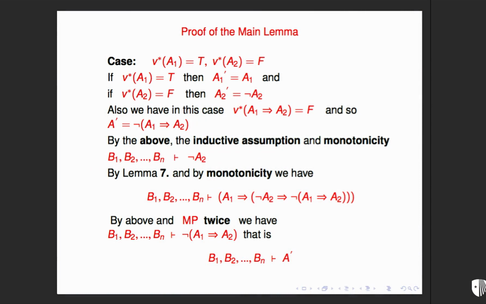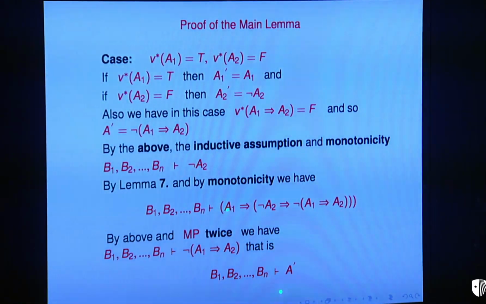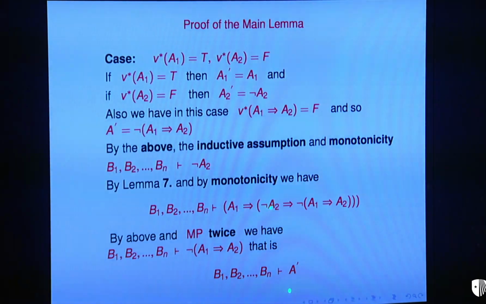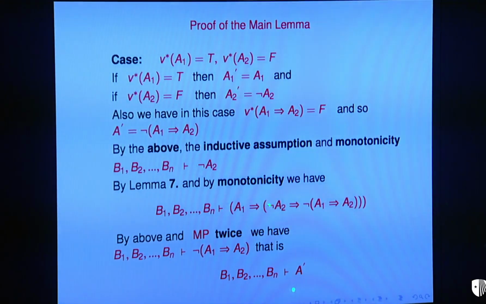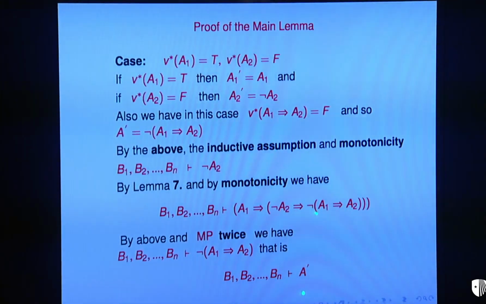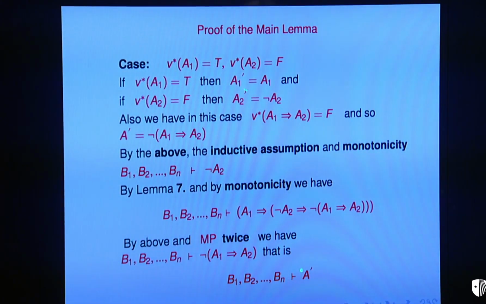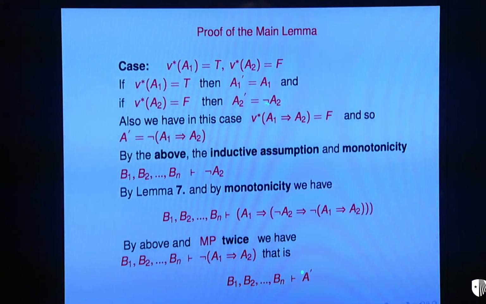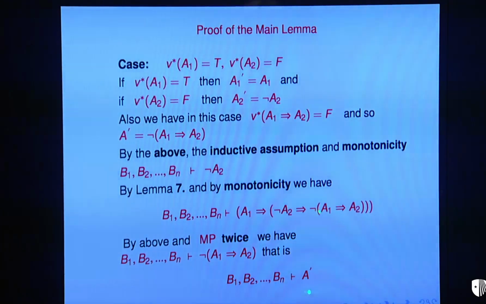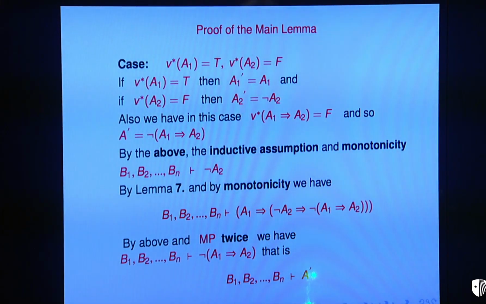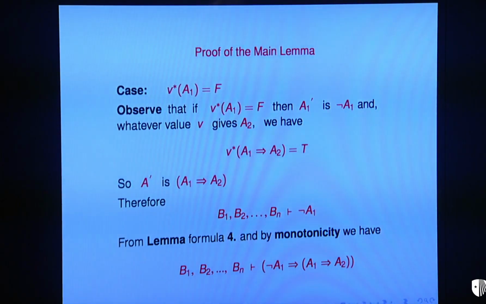So now I have A1 prime is A1, so I can cut this, and I get the proof of that. I cut by A1, I cut this piece. So I get A2 implies negation of (A1 implies A2). But I have also, by inductive assumption, a proof of negation A2. So I cut A2, and I get the proof of the negation of A1 implies A2, which is A prime, and end of the proof in this case.